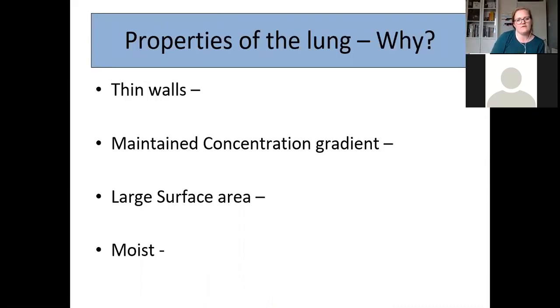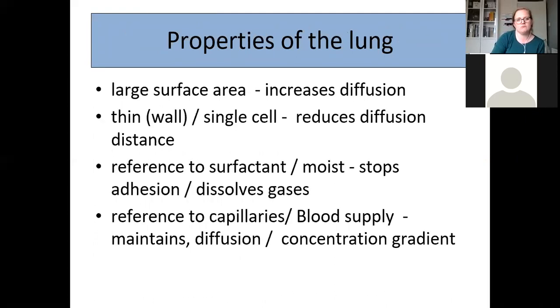So lungs, they're fantastic. They've got thin walls. They've got large surface area, which increases the rate of diffusion. Got a thin wall, a single cell, which reduces diffusion distance. We want the shortest distance possible because then it's going to happen quicker. The bigger the distance, the longer it's going to take, the slower diffusion is going to be.